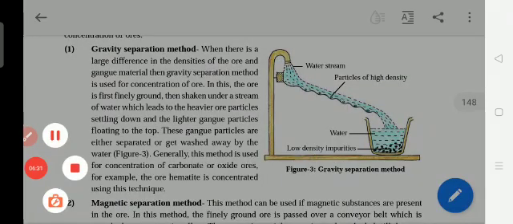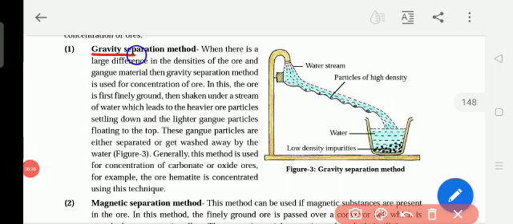This one we see now, the gravity separation method.